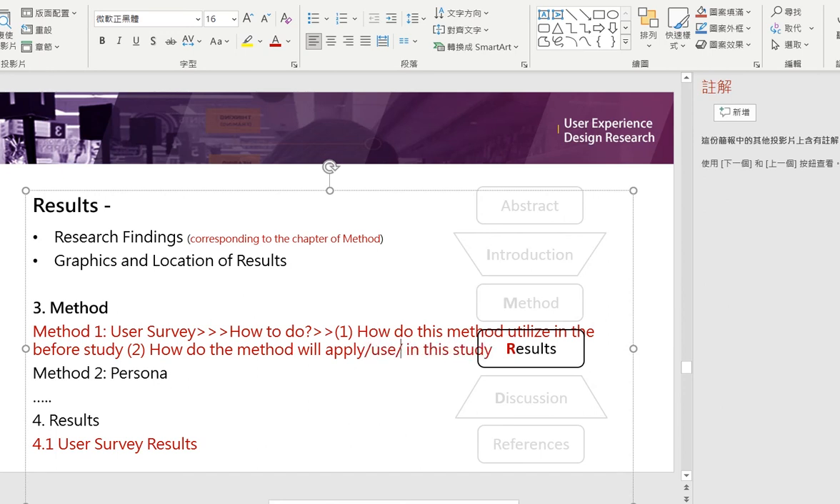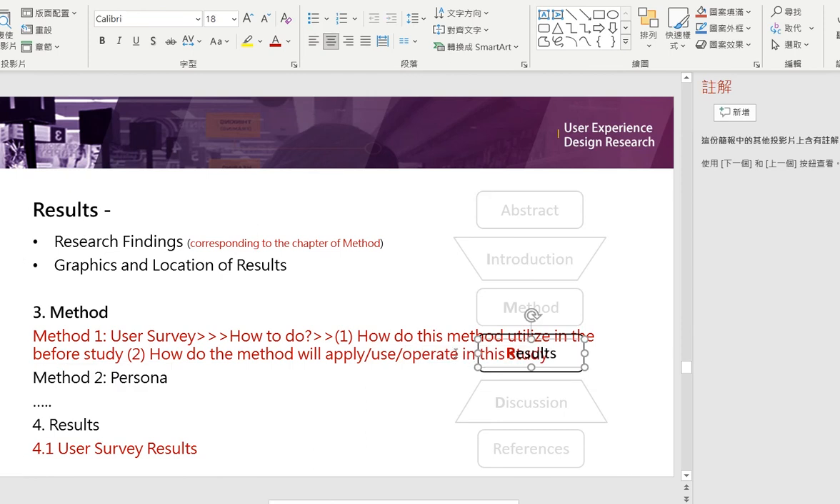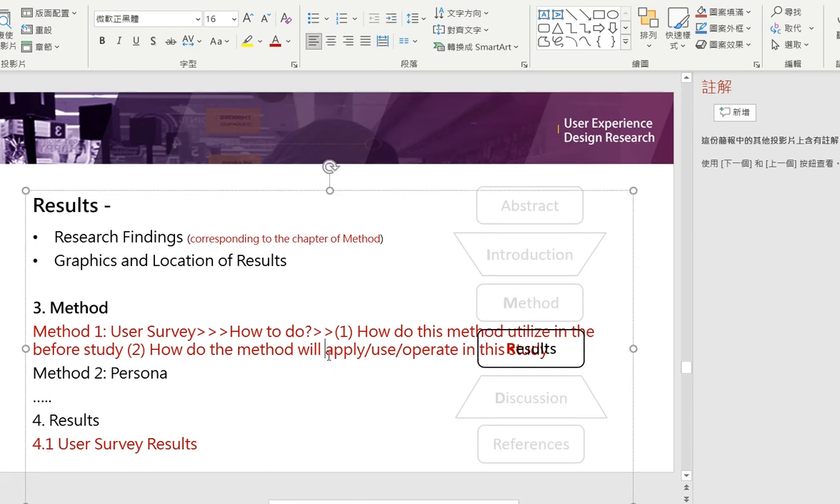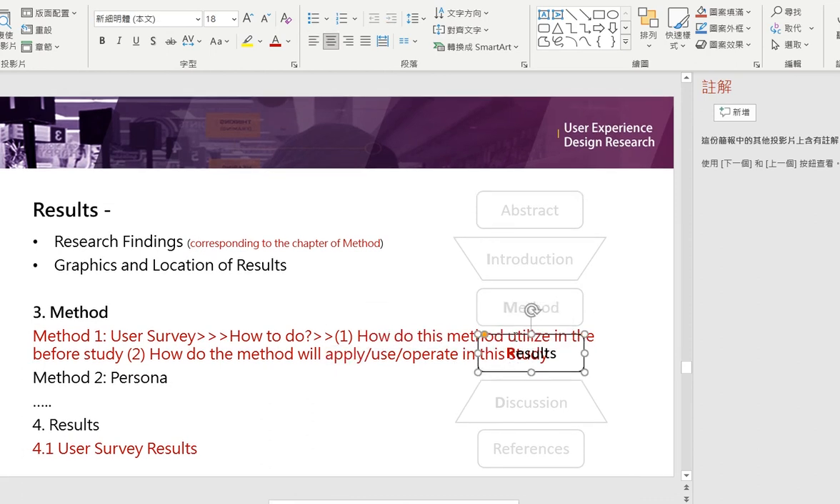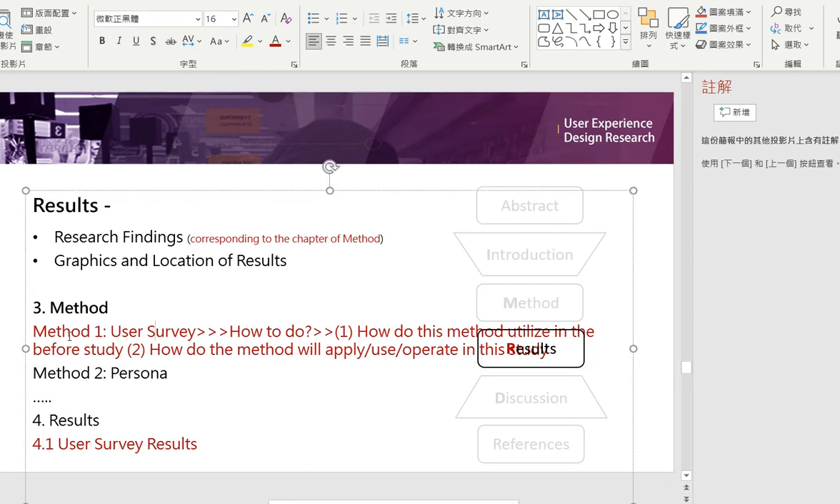Maybe use, maybe operate. Okay. If your method is similar to movements, I think you choose use or operate. If your method is like a structure, I think you probably apply or utilize. So for word choice, you have to try to find the one nearest to the meaning you want to present.